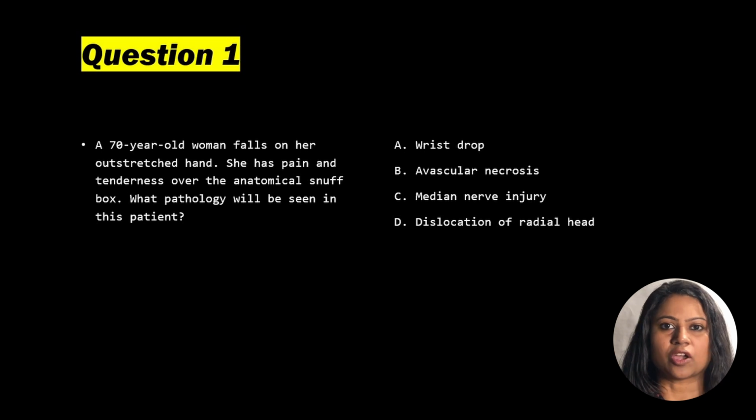Correct answer is option B, avascular necrosis. So this is a case of FOOSH injury or fall on outstretched hand injuries, which are associated commonly with fractures of the wrist and forearm. She has fracture of the scaphoid bone, which presents with pain and tenderness over the anatomical snuff box. Scaphoid fractures are associated with risk of malunion, non-union, and avascular necrosis.